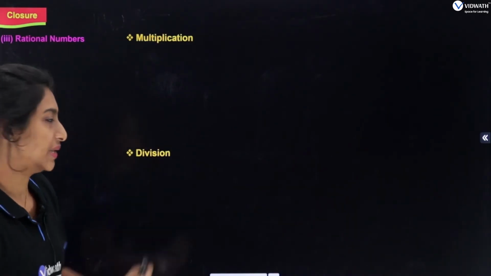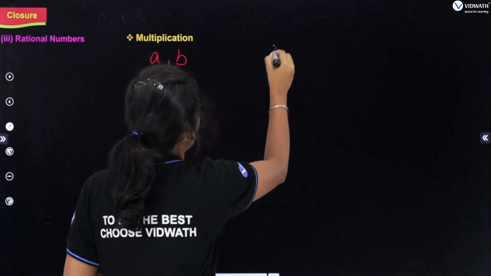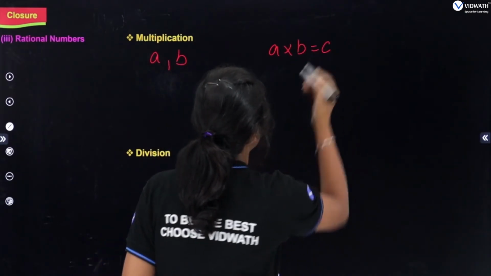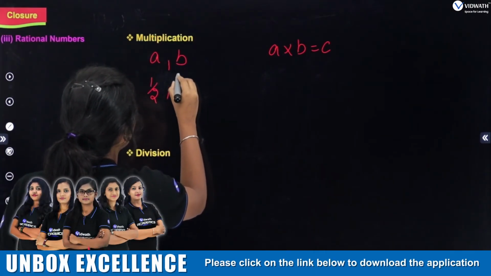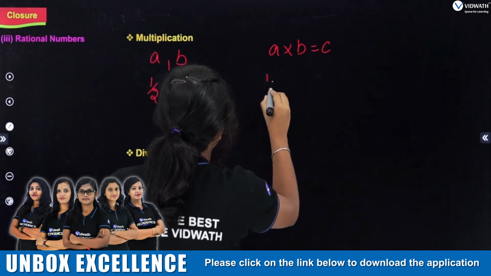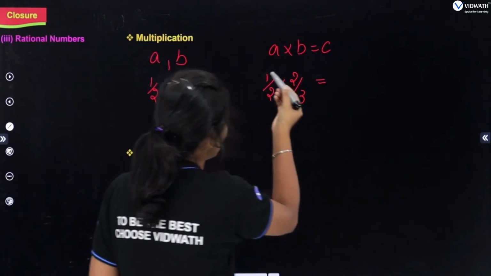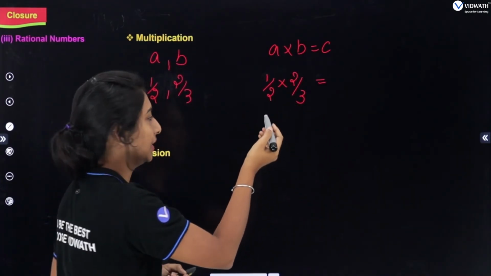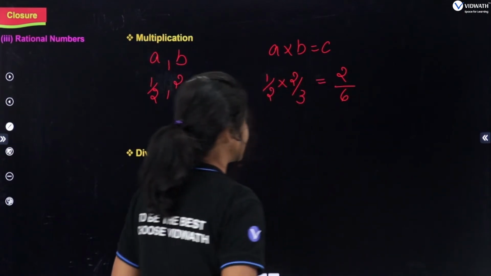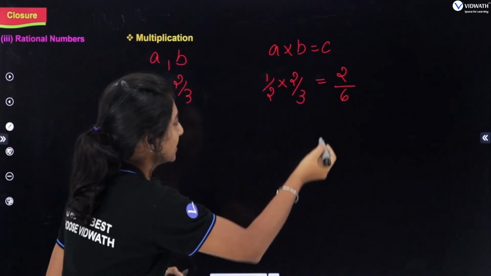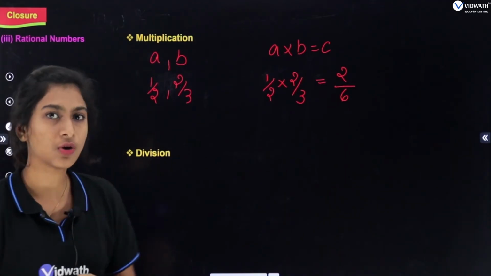Next, we will see the multiplication. If a and b are any rational numbers, then a into b is equal to c is also a rational number. We will see the example. We will take a as 1 by 2 and b as 2 by 3 and multiply them. 1 by 2 into 2 by 3 is equal to, now we will multiply numerator into numerator and denominator into denominator. So, 1 into 2 is 2 divided by 2 into 3 is 6. So, 2 by 6. Is 2 by 6 a rational number? Yes. 2 by 6 is also a rational number. So, we can say that the closure property under multiplication of rational numbers holds.